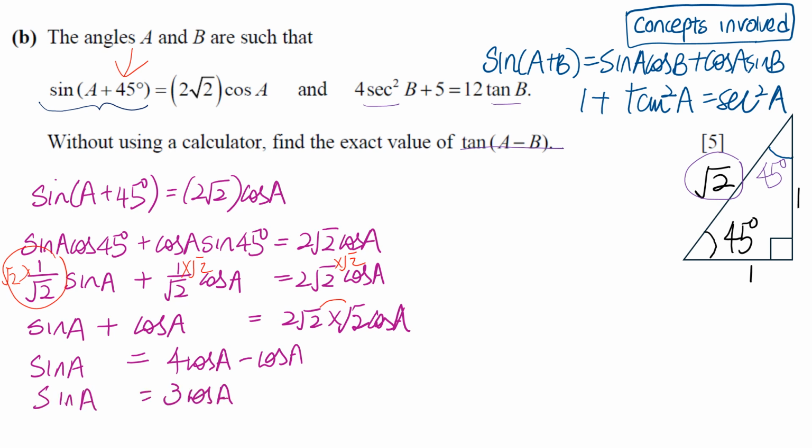All right, so here comes the part that is a bit tricky, but it's not difficult, because in the earlier slide, we have gone through this concept where sine A over cos A can be expressed as tangent A. So therefore, I'm just going to divide by cosine A on both sides. Okay, divide by cosine A on both sides, and I will have tangent A equals to 3.